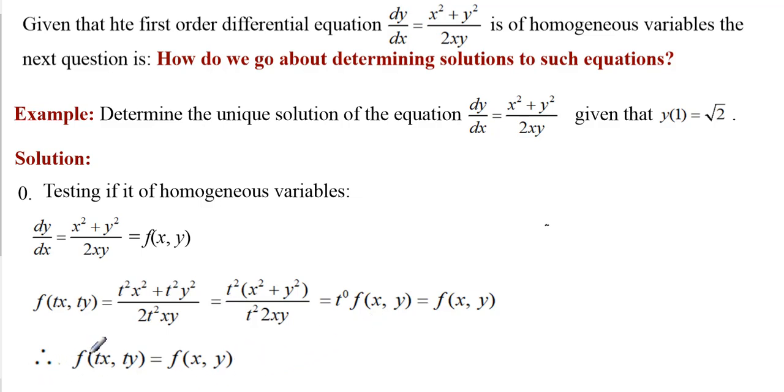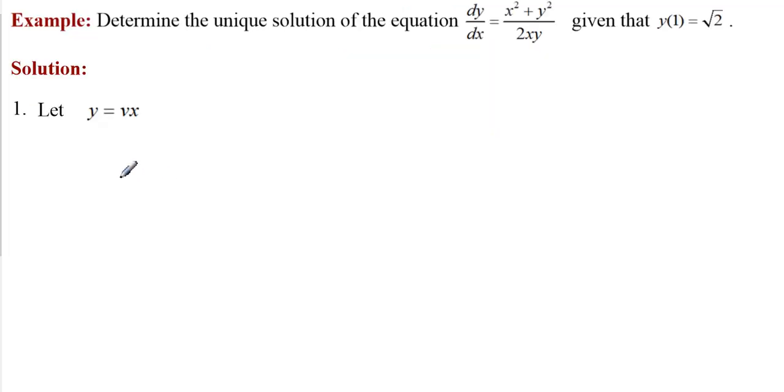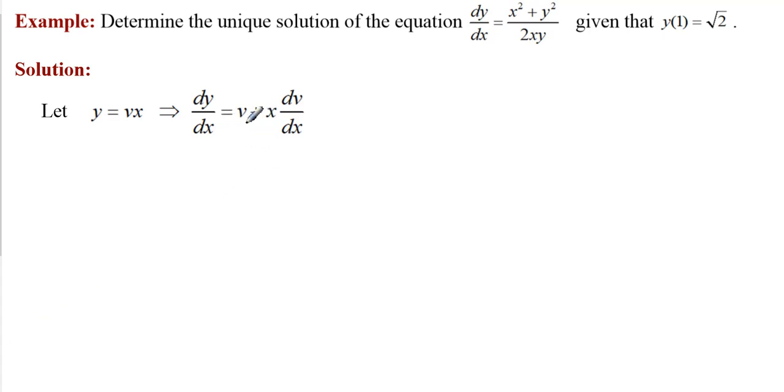Actually, in this course, we're only going to deal with equations of homogeneous variables of order 0. Then our next step would be to substitute y by x scaled by parameter v. In this case, we would then need to find the expression for dy/dx, which we find by using the product rule. If we differentiate this using the product rule, we get exactly this expression.